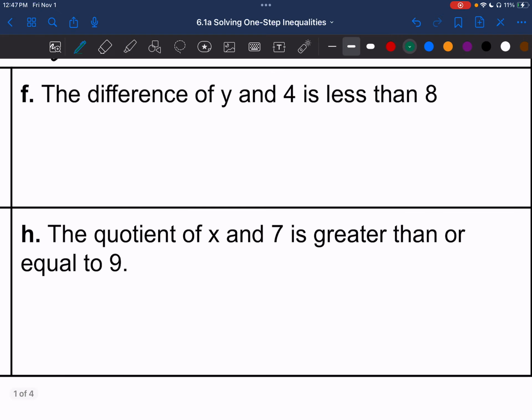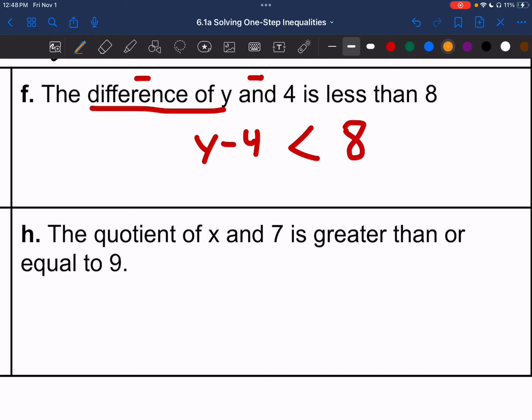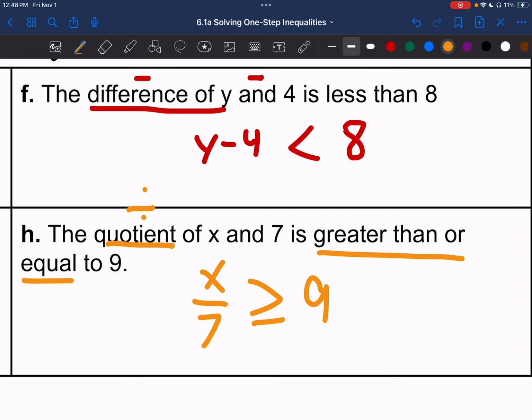Letter F. The difference of y and 4 is less than 8. So difference means we're subtracting of y and 4. So y minus 4 is less than 8. And letter H, quotient means we have division. So x over 7, the quotient of x and 7 is greater than or equal to 9.